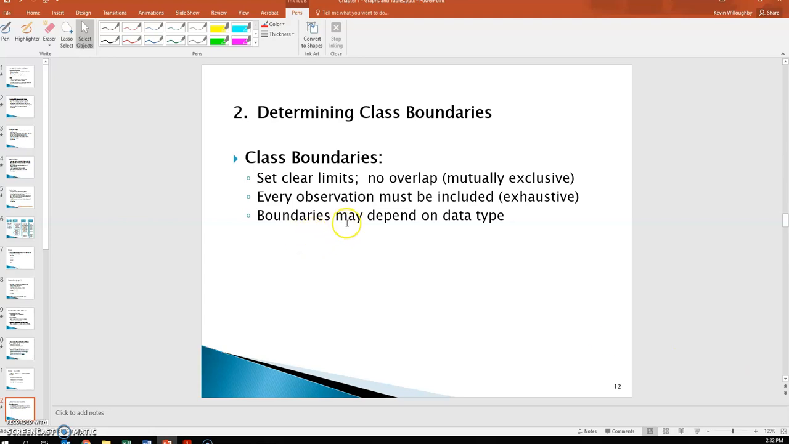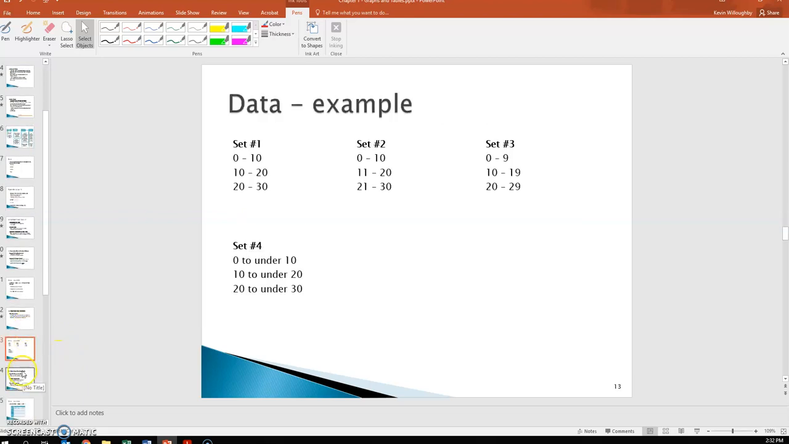With these class boundaries, we need to set clear limits. There's no overlap. They have to be mutually exclusive. Every observation must be included. And the boundaries depend on various examples. So in example 1, 0 to 10, 10 to 20, it's not clear because you've got a value of 10 that could go in both places. With set 2, the class size is different. Class 3 and class 4 work really well based on different types of data. So 3 and 4 are good, 1 and 2 are not.